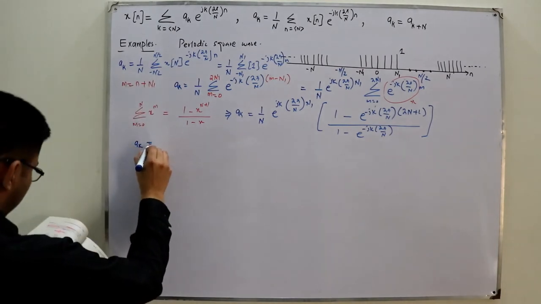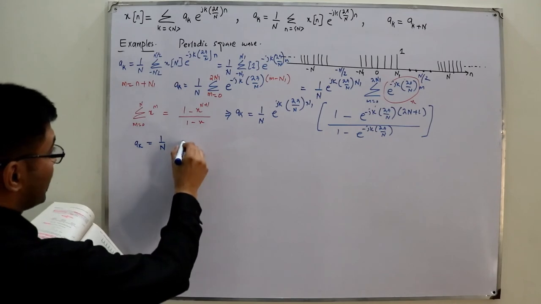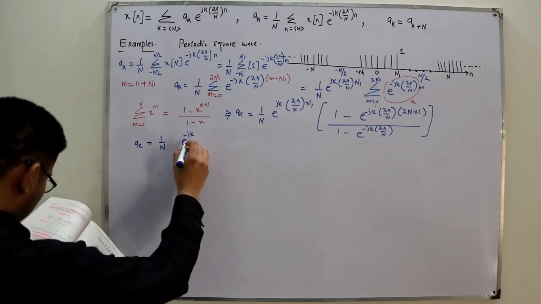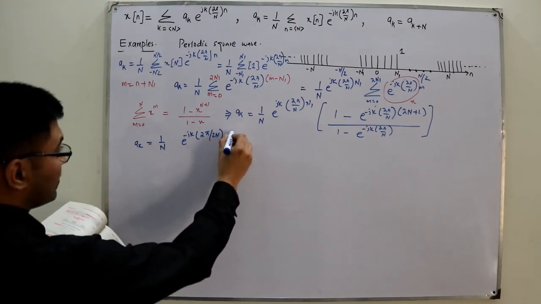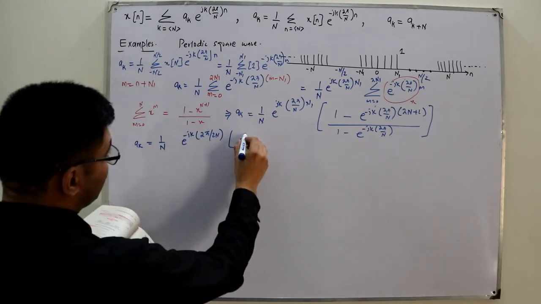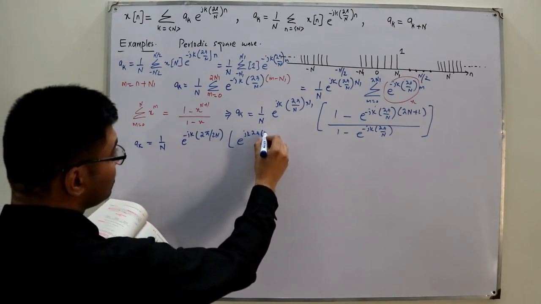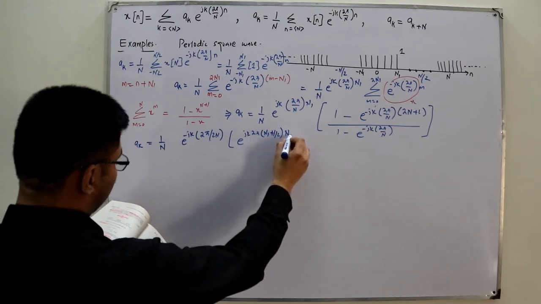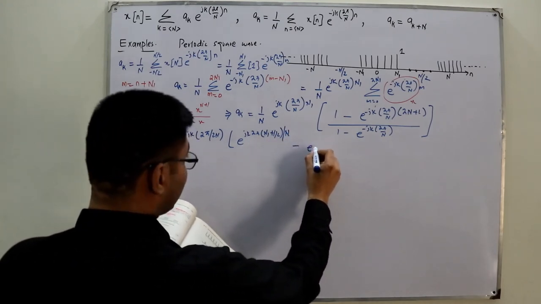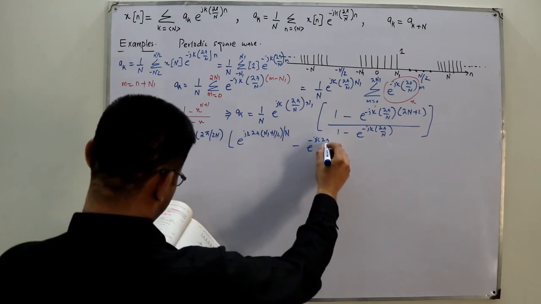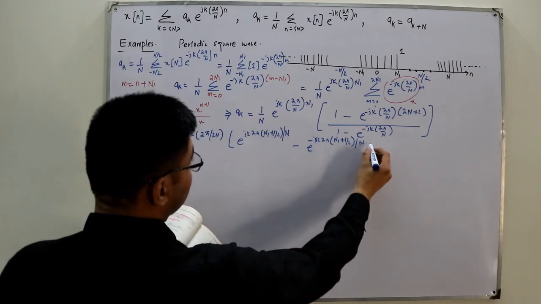I write it over here that Ak is equal to 1 upon n. Now I don't know these mathematical operations, you know them very well. Exponential of jk, negative jk 2 pi by 2n. Fine. And then this is multiplied with an exponential of jk 2 pi n1 plus 1 over 2, whole divided by n. And similarly minus an exponential of minus jk 2 pi n1 plus 1 over 2 divided by n. Fine.